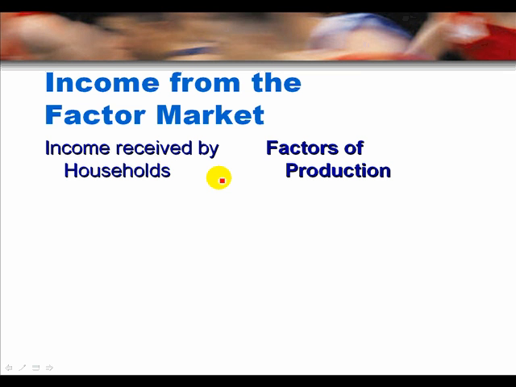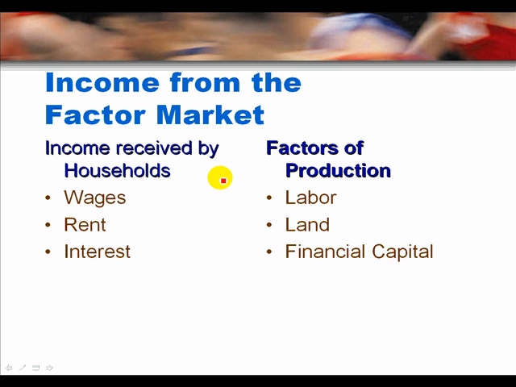Now, let's review those. Income received by households are wages for labor, rent for land, interest for financial capital, and profit for physical capital. Please note the difference between these two. Financial capital collects interest. Profit is collected on the physical capital.